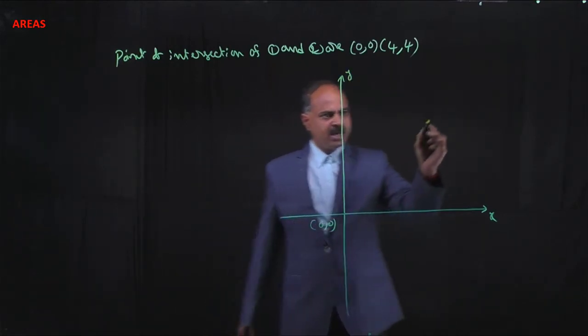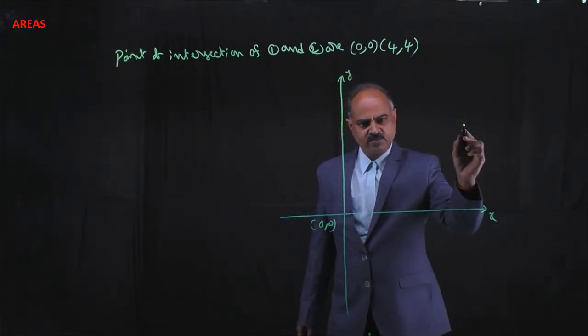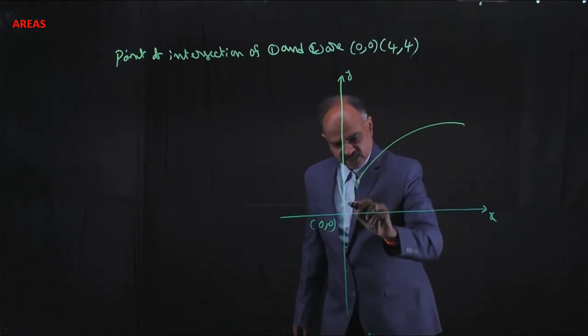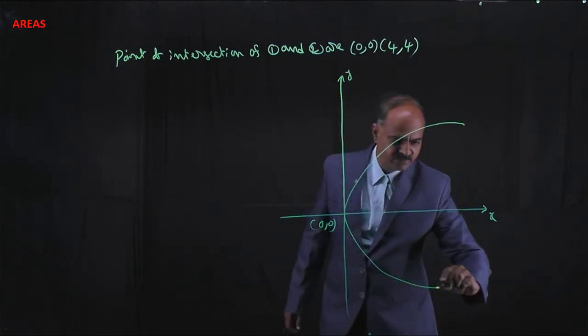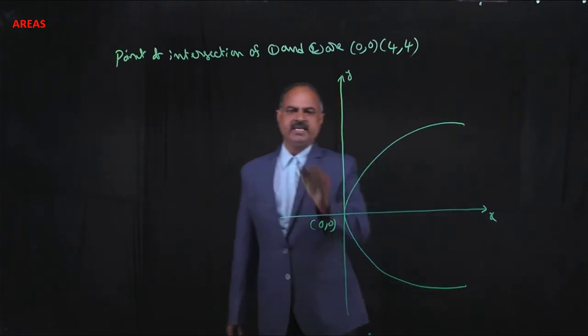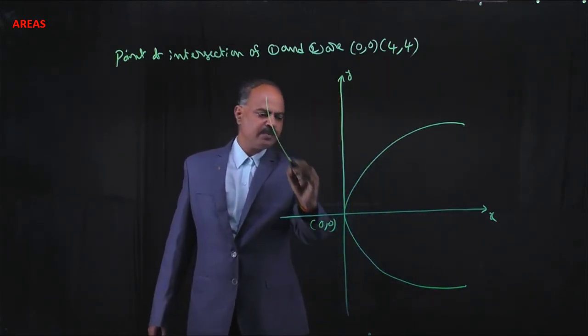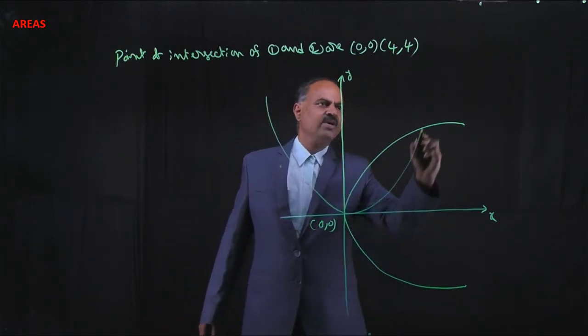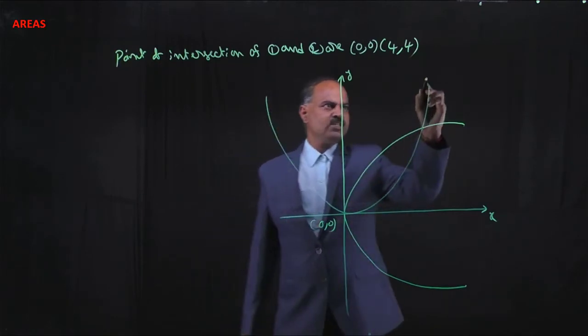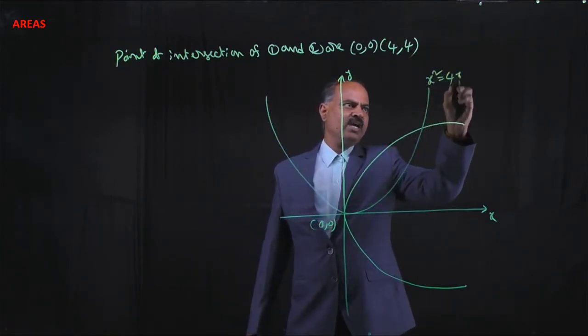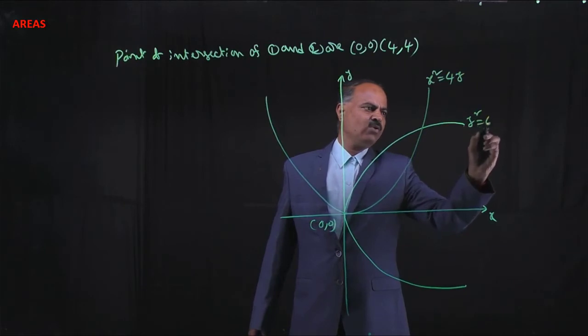So draw the parabola y square equal to 4x. So this parabola is y square equal to 4x. Draw the parabola x square equal to 4y. This parabola is x square equal to 4y. So this is x square equal to 4y and this is y square equal to 4x.